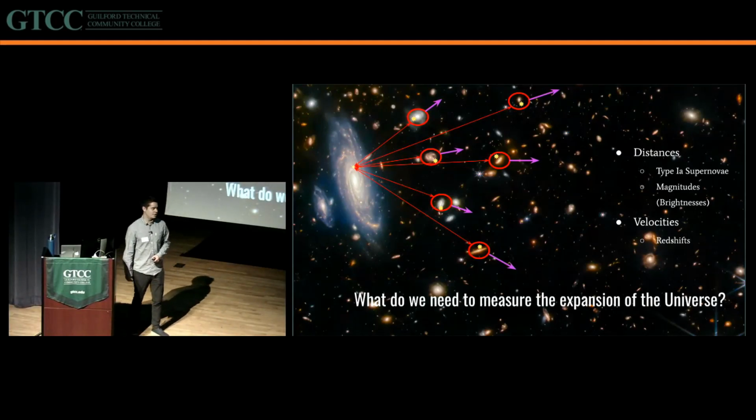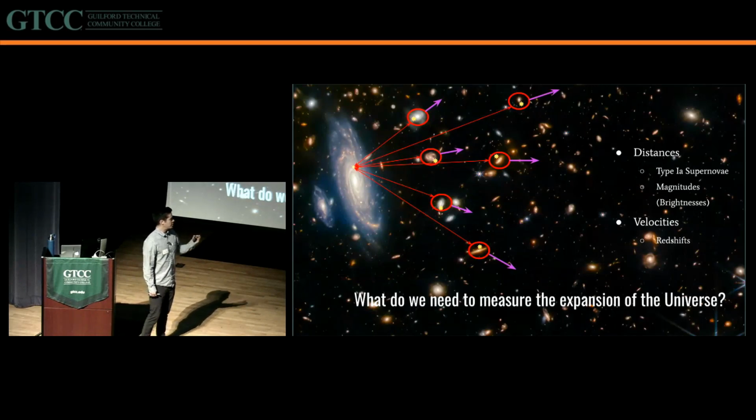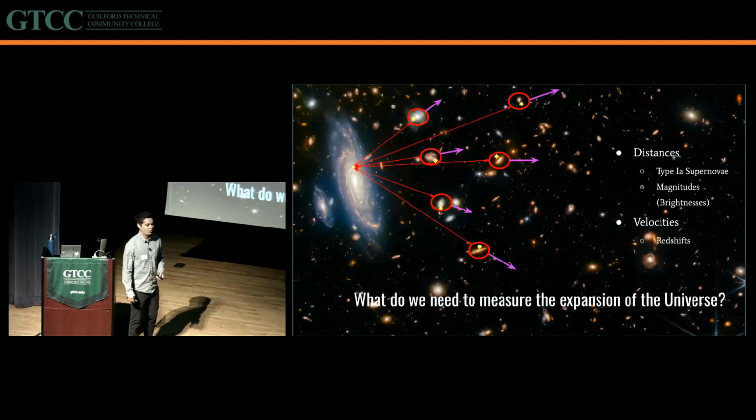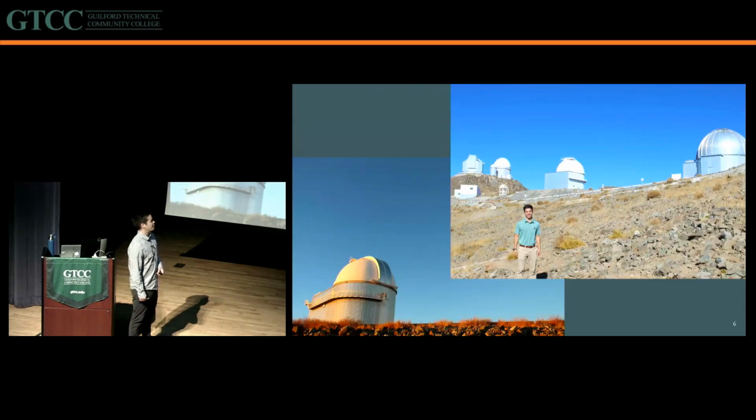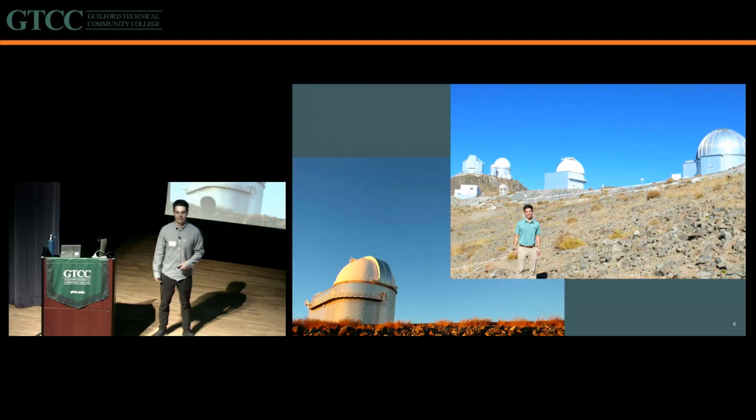So I've set the stage. We take an image with a telescope, and we want to measure the expansion of the universe. Now I want to walk you through a story about how we do that. So first, what you got to do is take your image with your telescope. And you do that, you drive to a really remote location, you drive up to the top of a mountain, and you go find your scientific telescope, right?